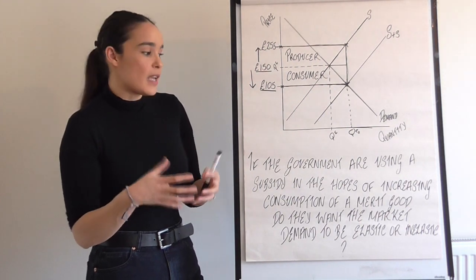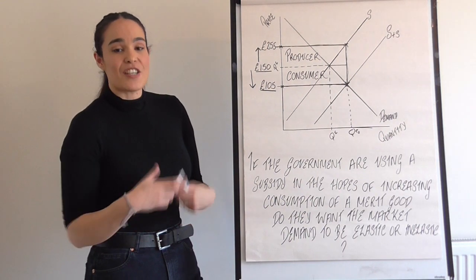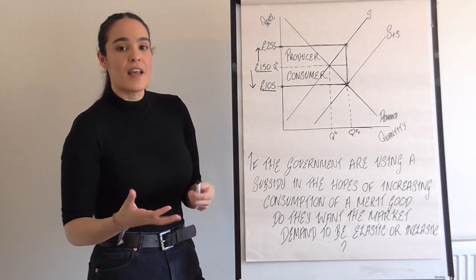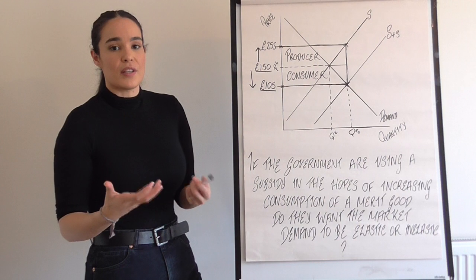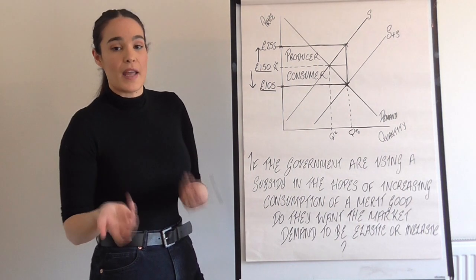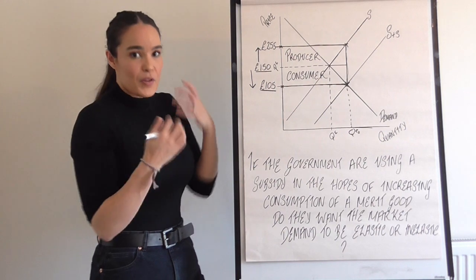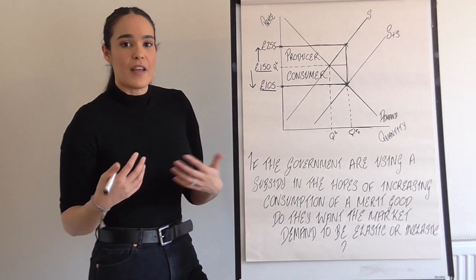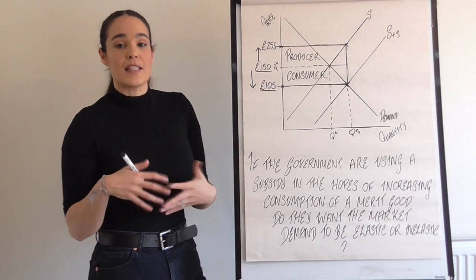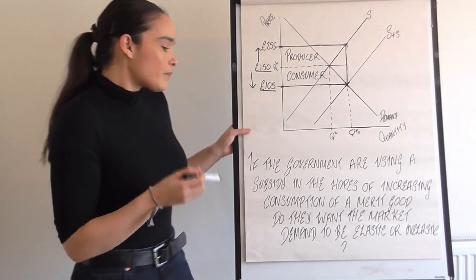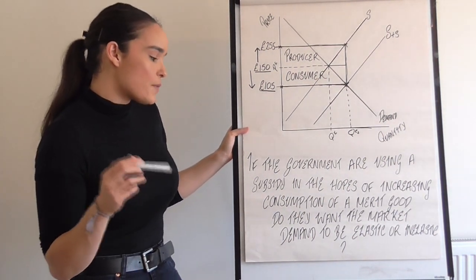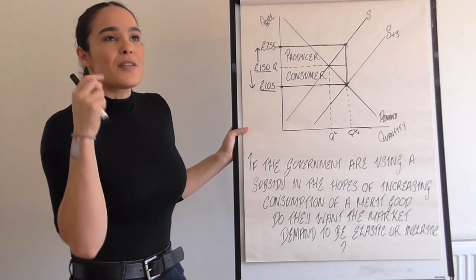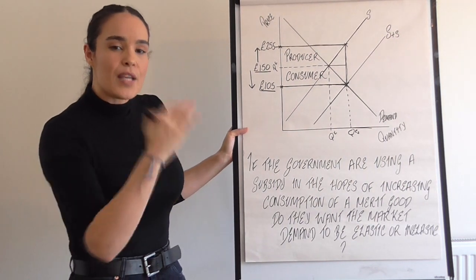For instance, it may well be that there is a failing industry in the market, and by subsidising they are able to reduce the impact at a cheaper rate than if they were to just allow the industry to fail. But for this example right here, we're going to have a look at what happens when they're intervening to correct market failure. And the market failure is consumption of a merit good being less than it should be. So if the government are using a subsidy in the hopes of increasing consumption of a merit good, do they want the demand of that market to be elastic or inelastic?